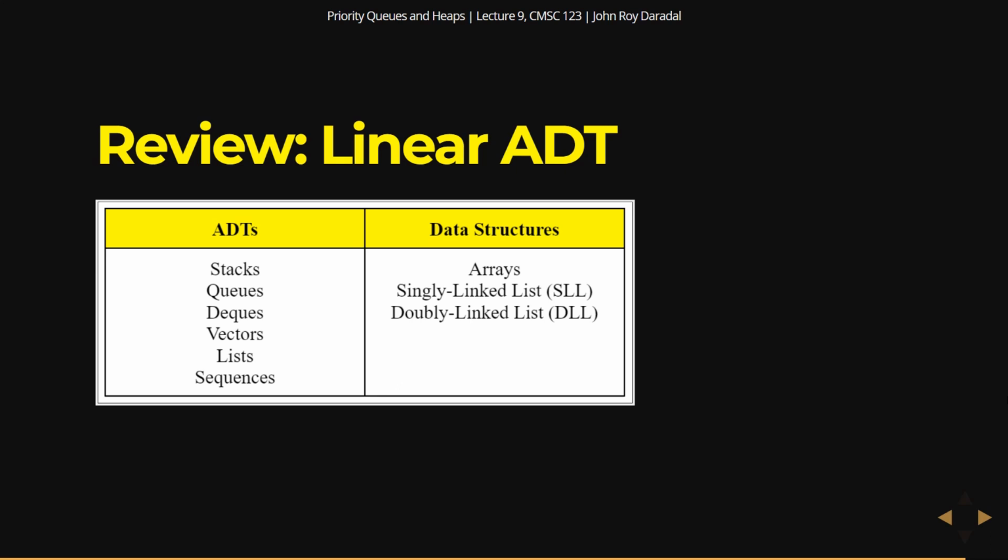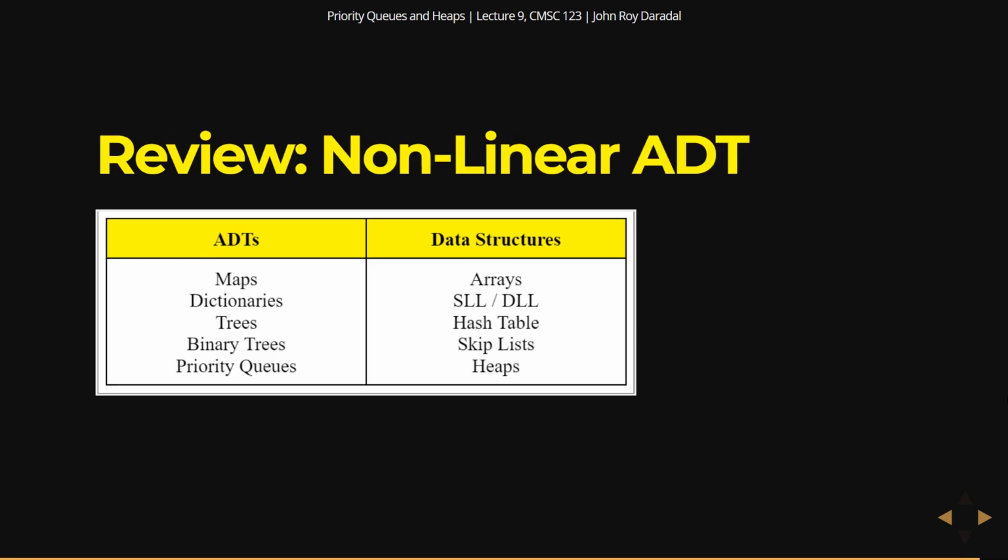So an ADT is linear if it has a unique first element, unique last element, a unique predecessor for each item, and a unique successor for each item, right? But if any of these four properties or rules are not followed, then it's automatically a non-linear ADT, which was the focus of the second part of our course. So for the non-linear ADTs, we saw the maps and dictionaries, which store entries or key value pairs. The difference being that maps have unique keys, whereas dictionaries allow entries with the same keys.